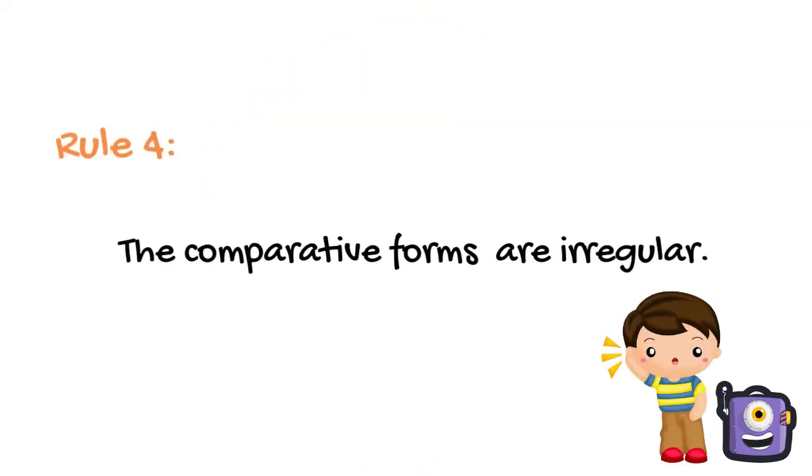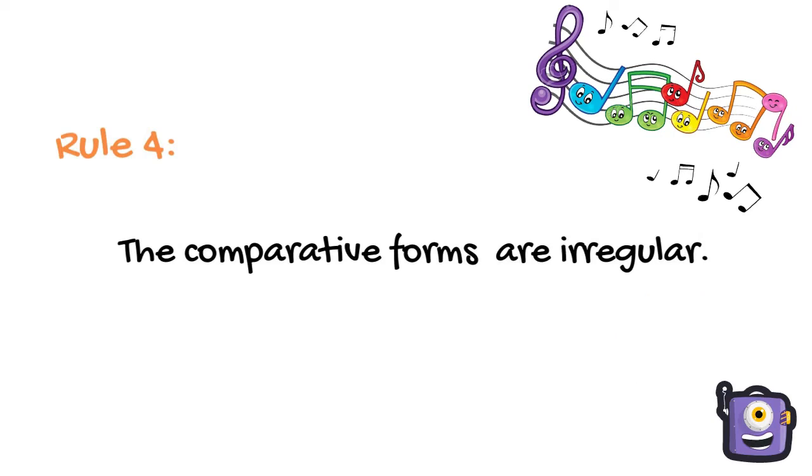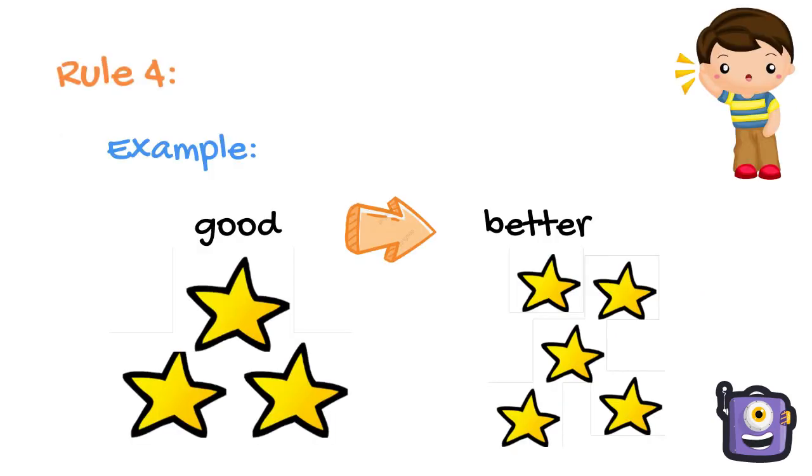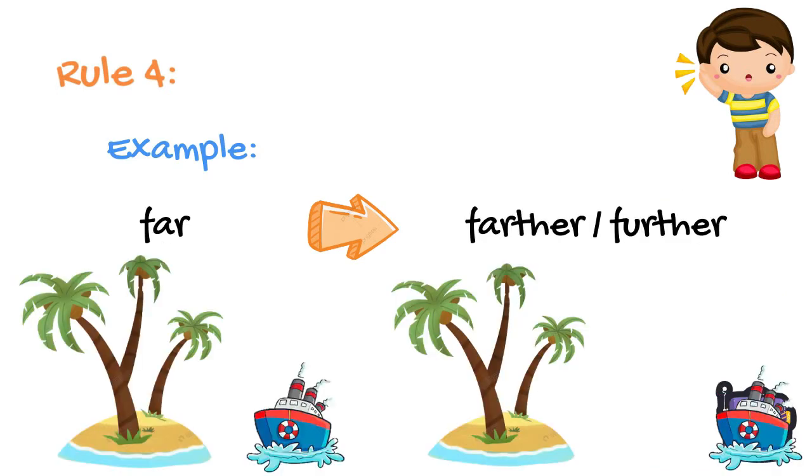Rule 4. The comparative forms are irregular. For example, repeat after me. Good, better. Bad, worse. Far, farther or further.